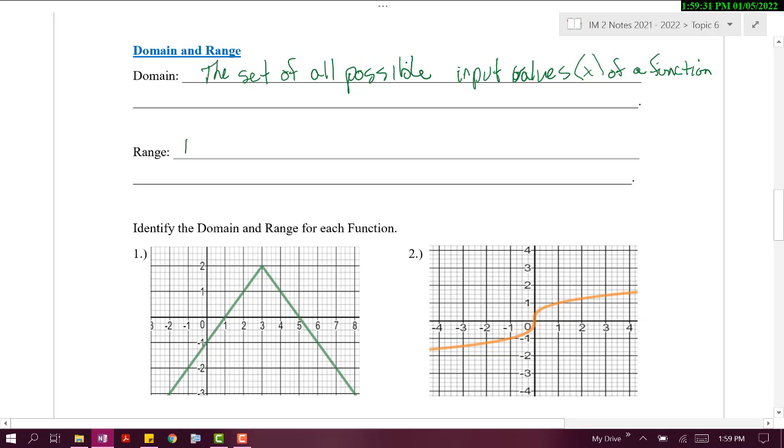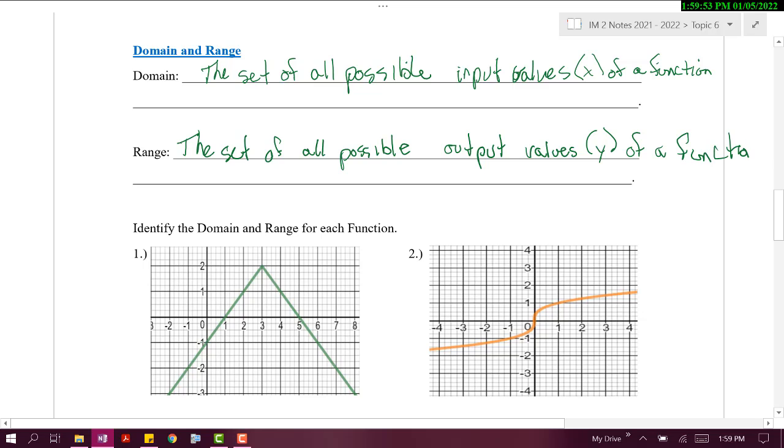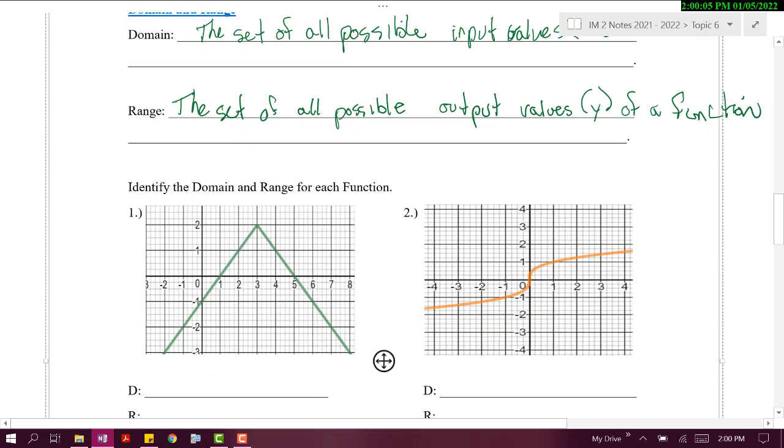The range, similar definition: the set of all possible, now the difference comes here, output values of a function. So it's all the possible values that we can get for an answer if we plug something in. And you'll see, well, we'll just continue on.